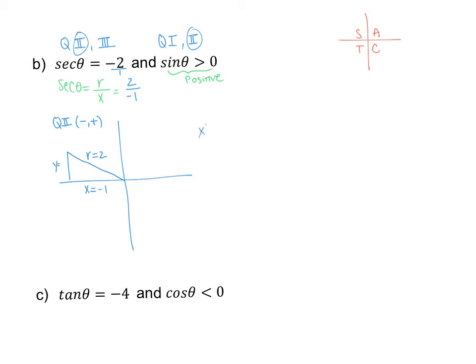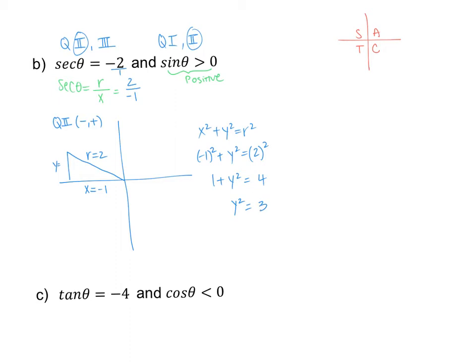So using the Pythagorean Theorem again, I plug in my x, which is negative 1. Just square it. I don't know what y is. And my r here is 2, so 2 squared. So that gives me 1 plus y squared equals 4. Y squared, subtract over the 1, is 3.